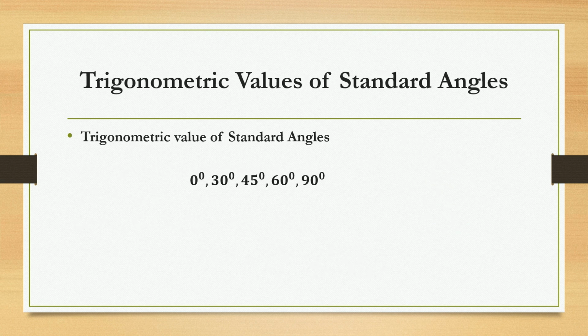Now, we take 0 degree, 30 degree, 45 degree, 60 degree and 90 degree as standard angles in trigonometry. We will calculate the value of 6 trigonometric ratios at these angles. That means sin 0 degree, sin 30 degree, sin 45 degree, sin 60 degree, sin 90 degree. Similarly, the other 5. Totally 30 values.